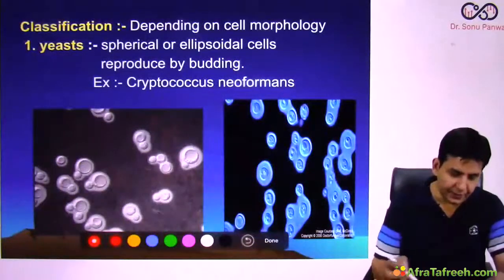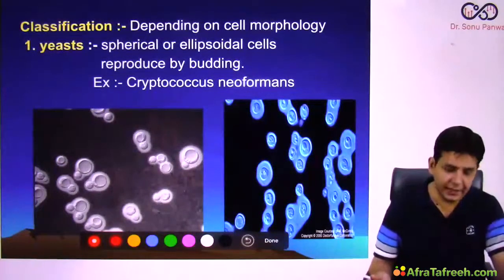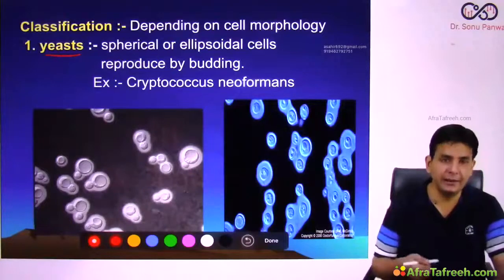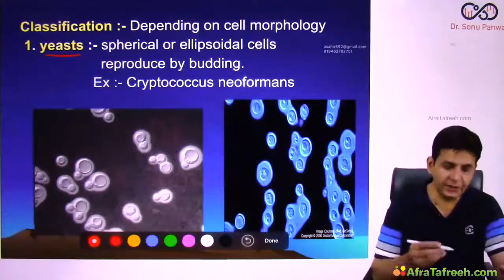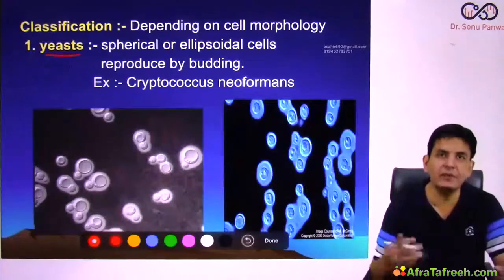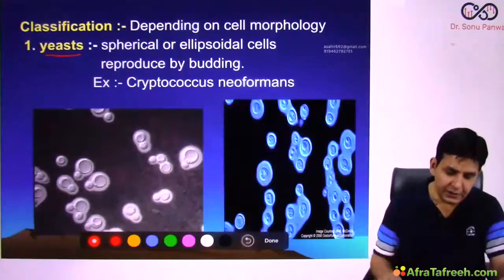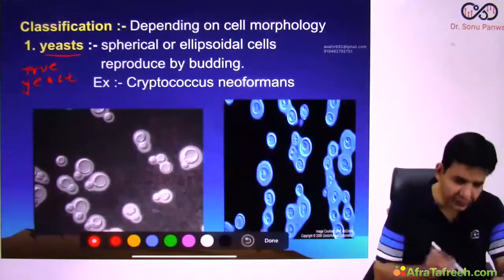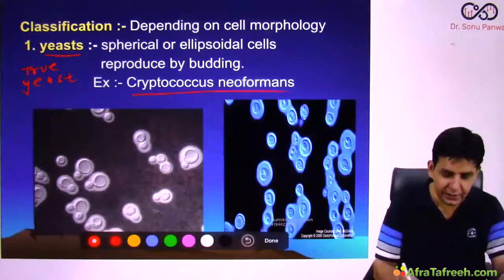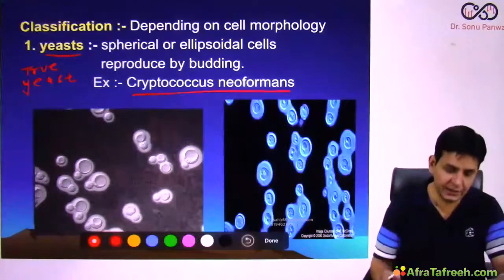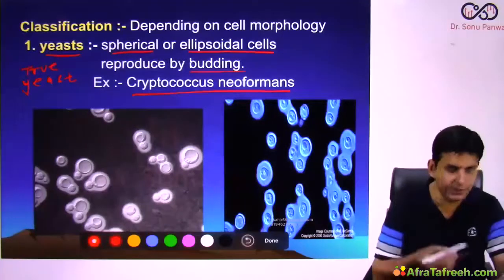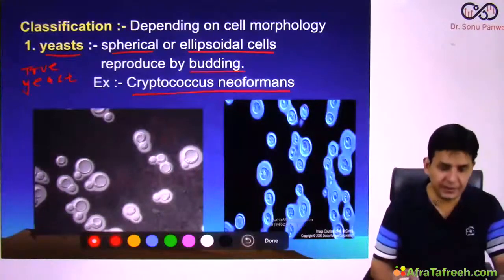The classification. This is morphological classification, and in the morphological classification I used to tell like this: they are yeast-like, molds and dimorphic. This was one of the All India questions: which is an example of true yeast? Remember, the typical example of true yeast is Cryptococcus neoformans. It has spherical or ellipsoidal cells and reproduces by budding, which we just discussed. So this is a true yeast.